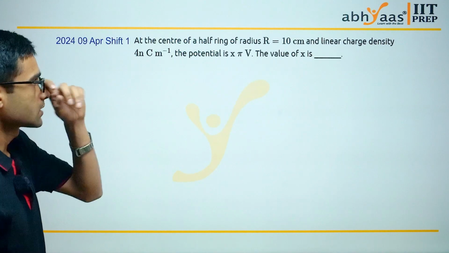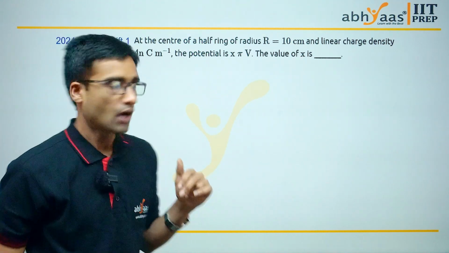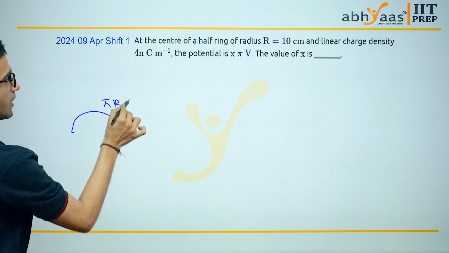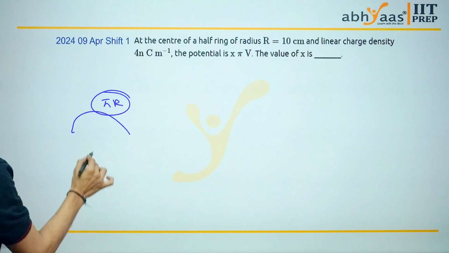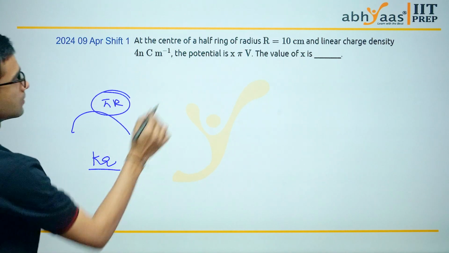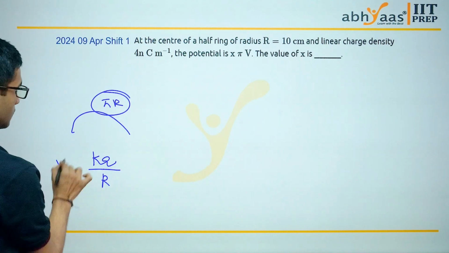So now going to the next question. In the next question, we need to calculate the potential. What he has given is the center of a half ring. Half ring means like this, it will be there. That is what you need to calculate. So this is pi r. Linear charge density is given. So kQ by r, that is V.